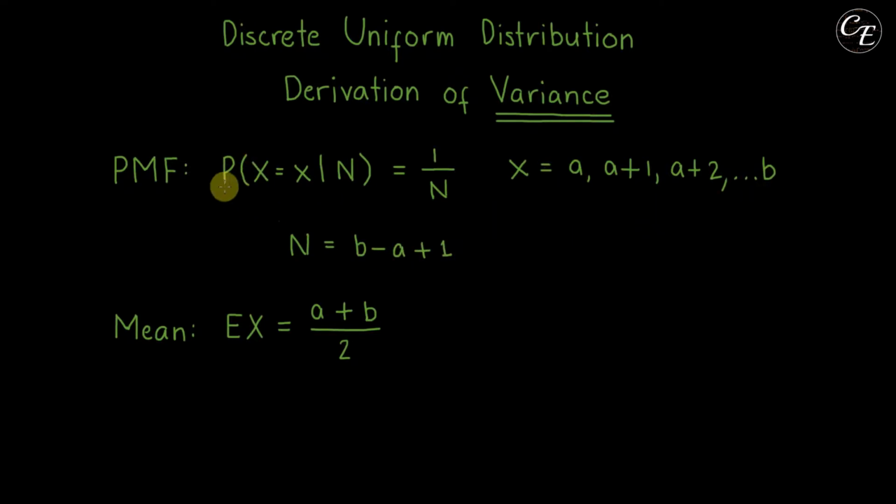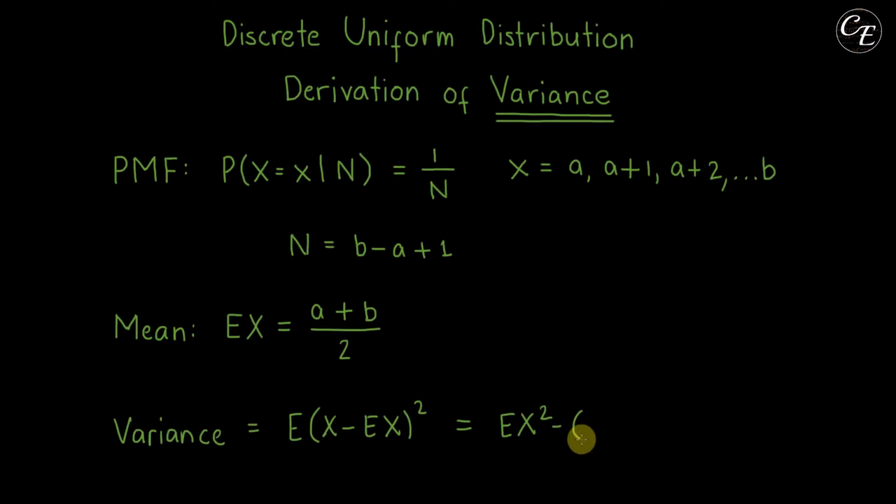Now aside from the probability mass function, in the derivation process, we also need to use the formula for the mean for this distribution, which is this. So now let us derive the variance. In general, the formula for the variance is expectation of x minus expectation of x and then squared. This x, same with this x, is the random variable. And we have another formula for this variance, and it is expectation of x squared minus the square of expectation of x.